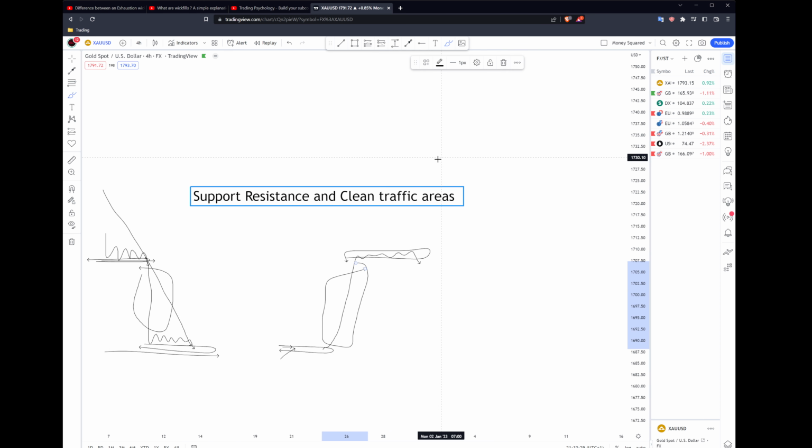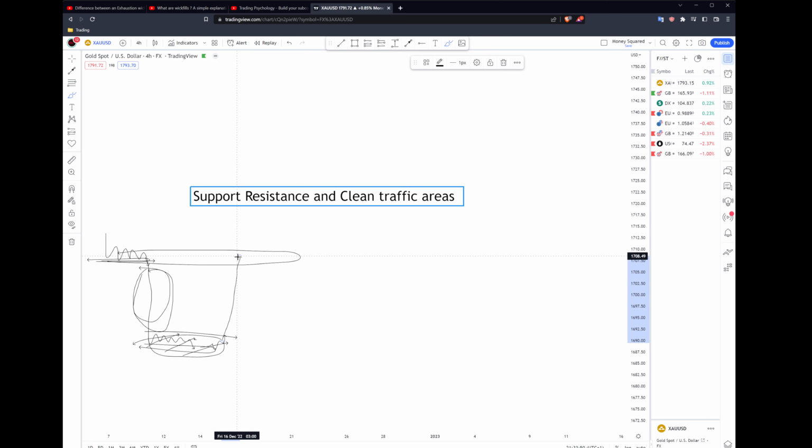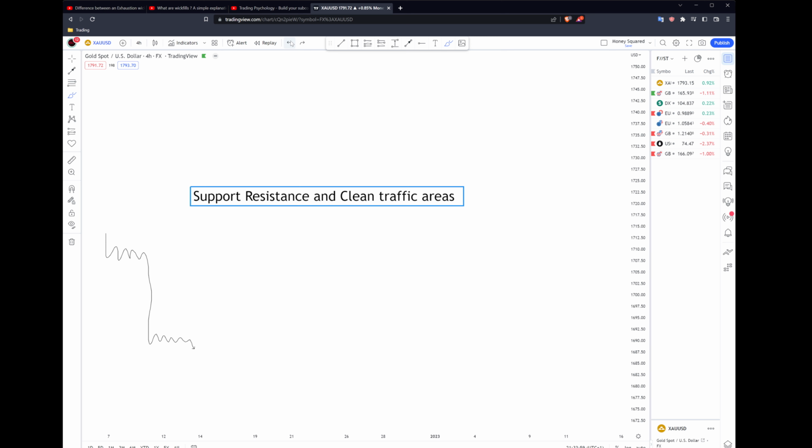We need the clean moves, and these are usually the moves that mirror to the left hand side. If we have clean traffic to the left hand side, whenever price starts to move out from this level where it finds support or resistance to go to the next level of interest, usually price just mirrors the same. What happened on the left hand side happens on the right hand side. So we tend to look for these clean traffic areas to trade.